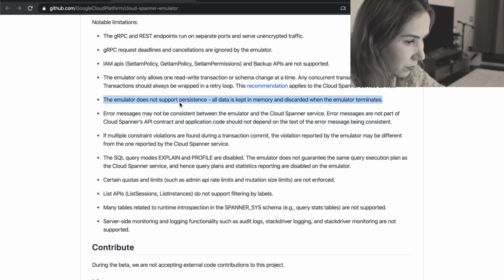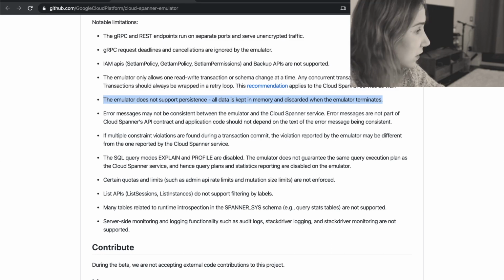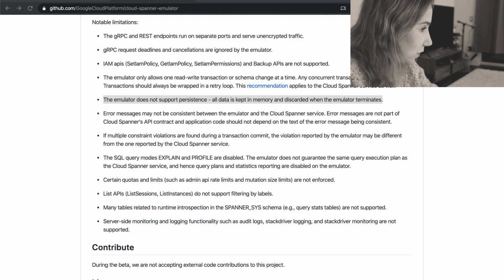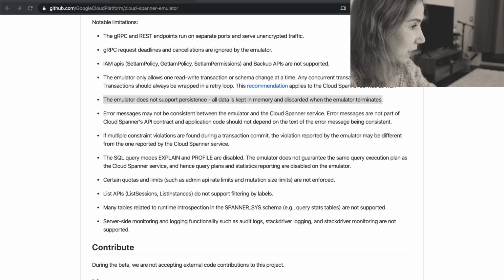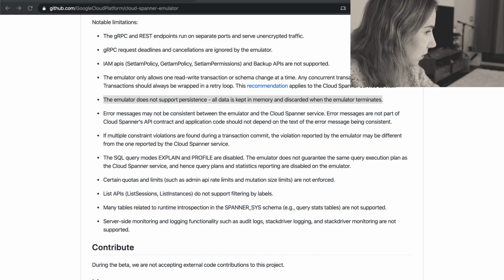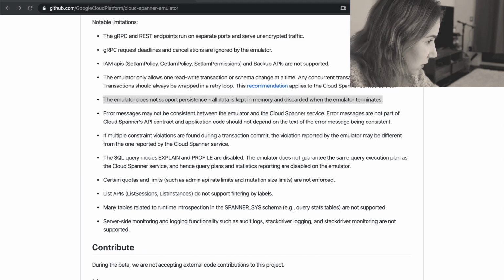It doesn't support any persistence. By the way, the other day I saw another emulator. I'm not sure if it's working at all or not, but it was from a user, and I remember it was saying that it was backed by SQLite.